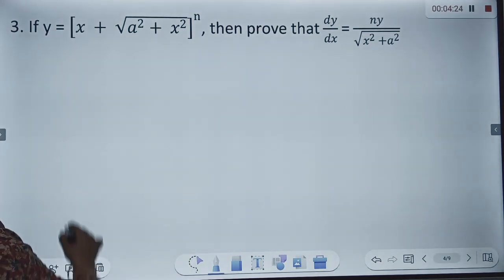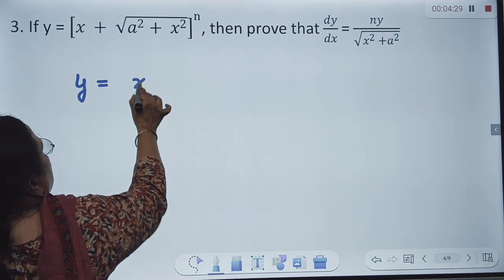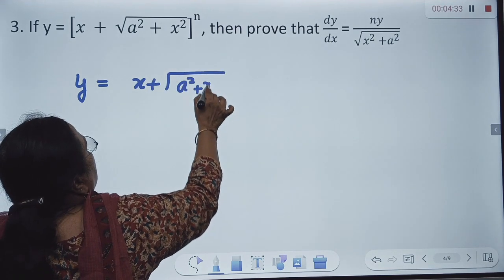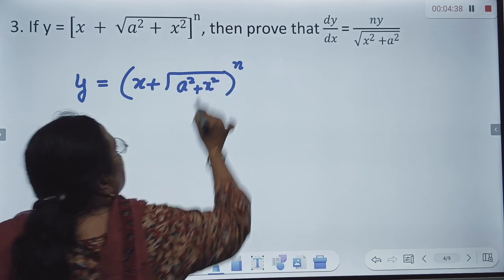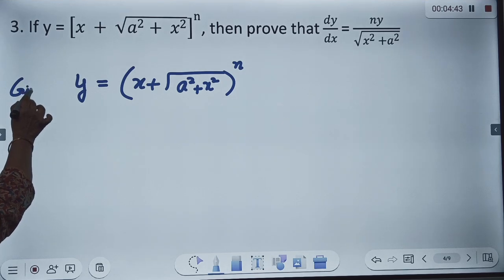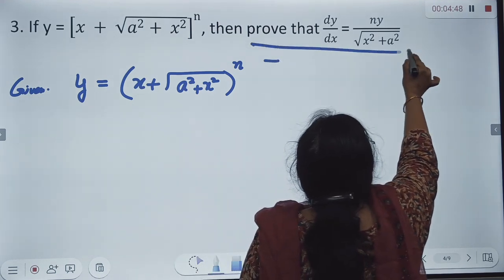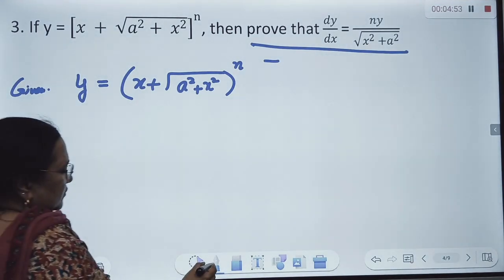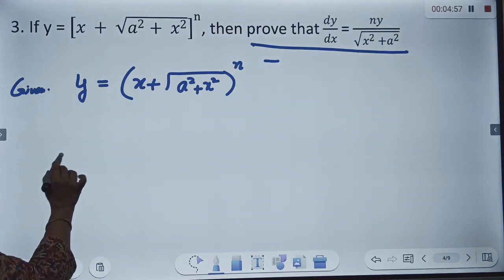Now let's look at this. Y is equal to x plus root of a square plus x square, to the power n. This is what is given, right? What is it you have to prove? You have to prove that dy by dx is ny by root of x square plus a square. Okay, so I am going to differentiate this.